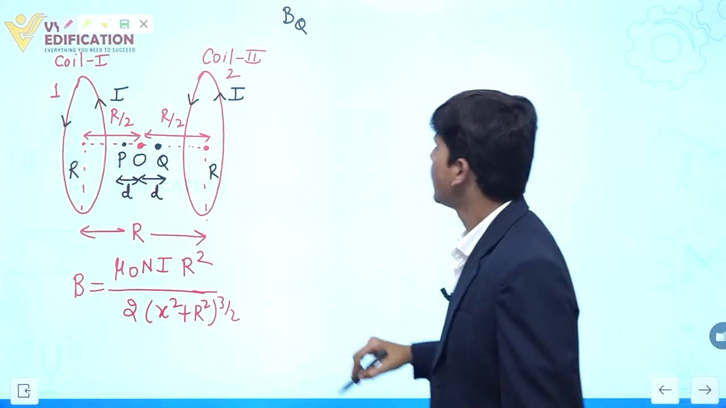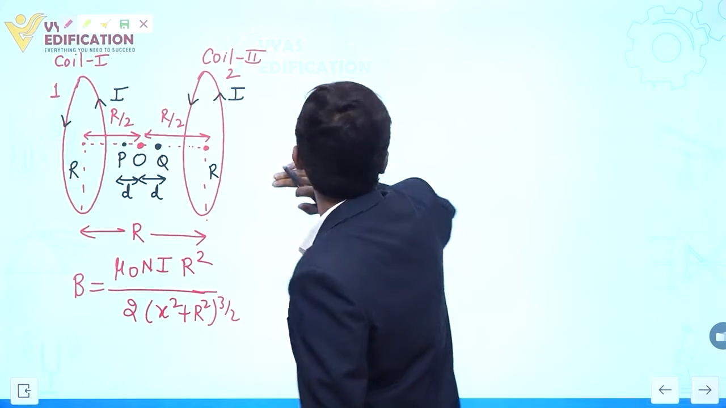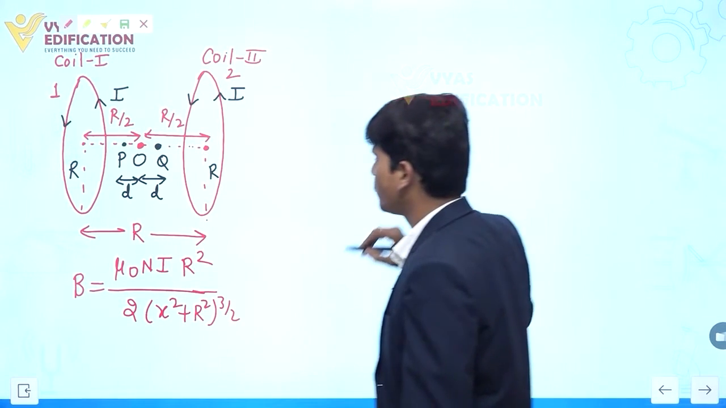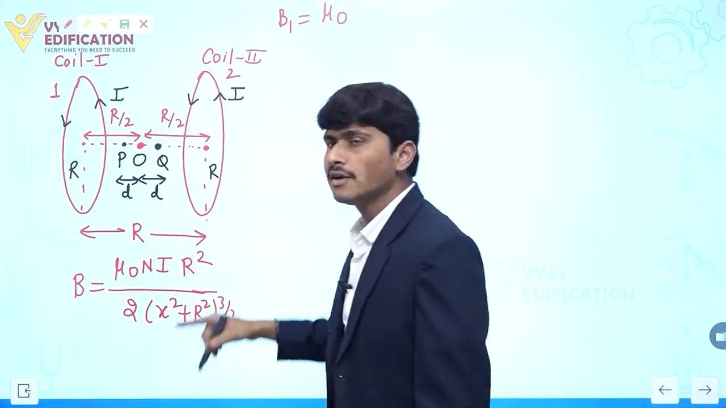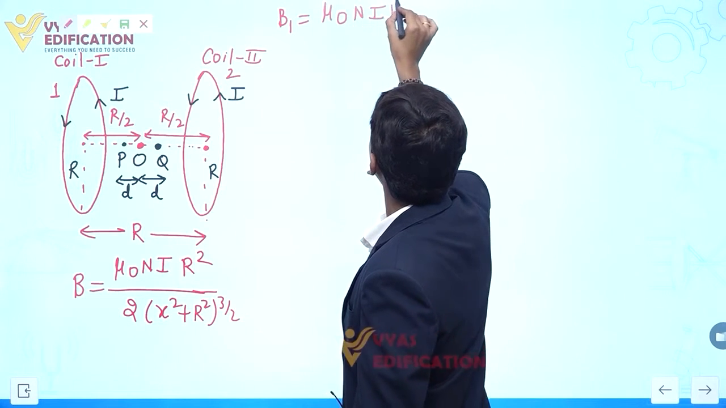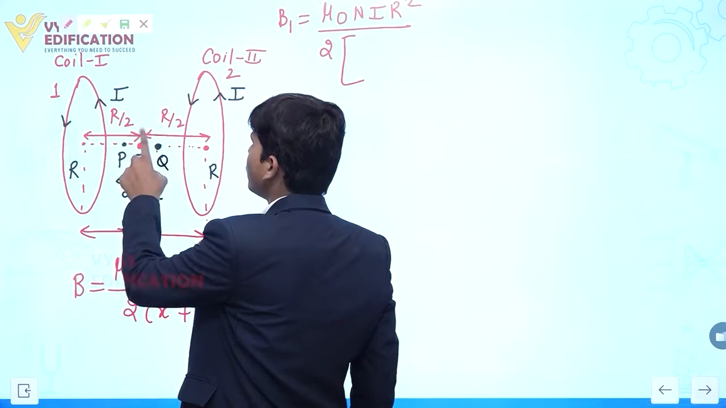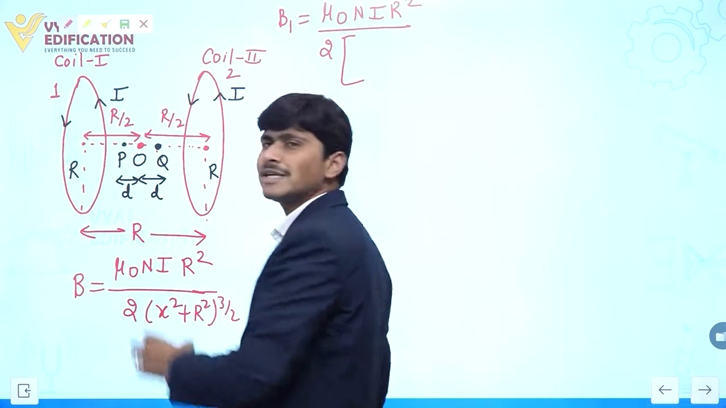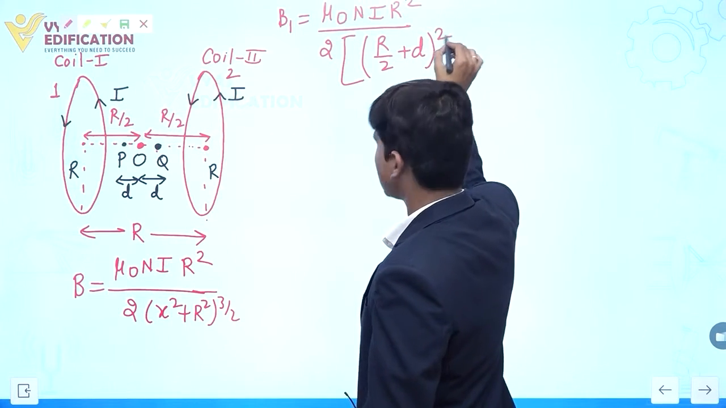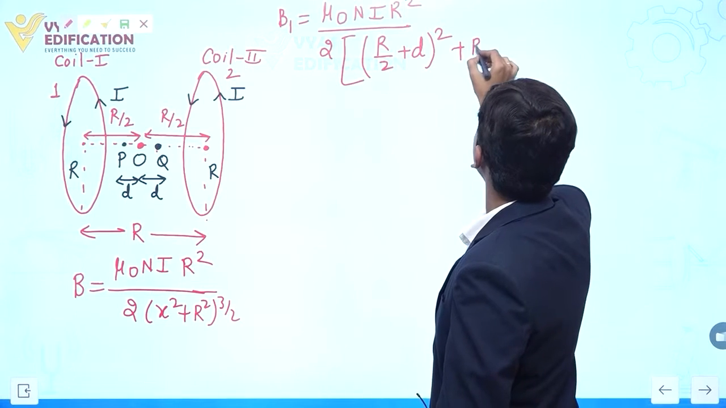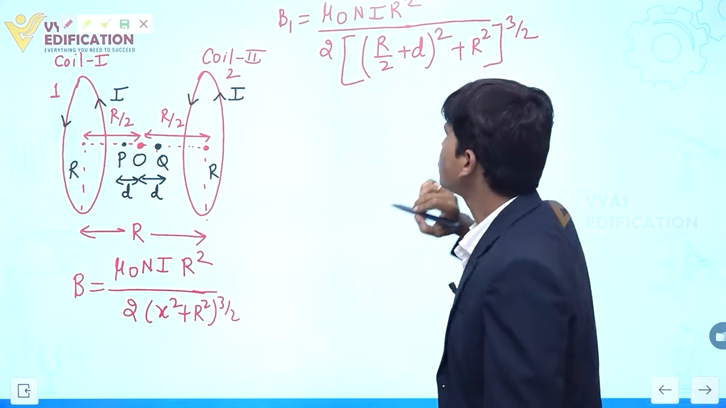So due to coil number 1, I can write like this, this is given by value of B1. I am writing here inside because this will be required for us. So first I can say value of B1 is mu naught Ni R square divided by 2 times value of x. The value of x for point Q is r by 2 plus d, whole square, plus r square, to the power 3 by 2. Clear everyone? So this is value of B1.